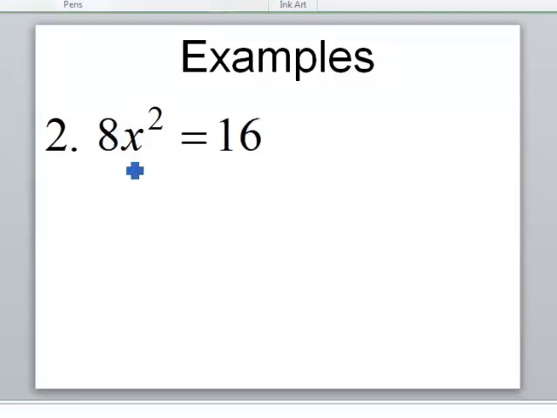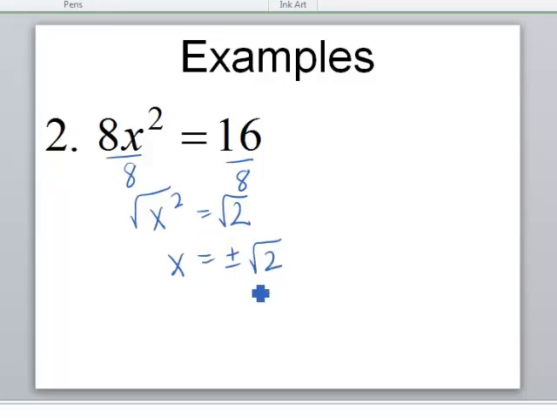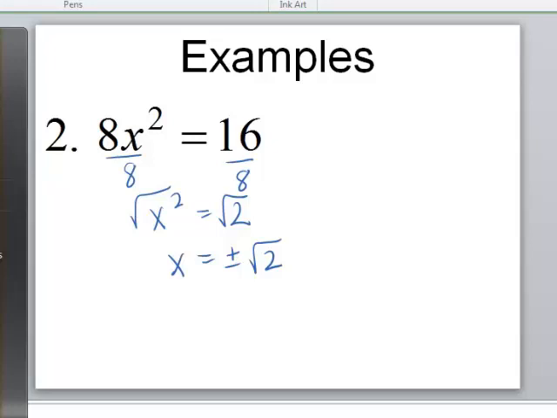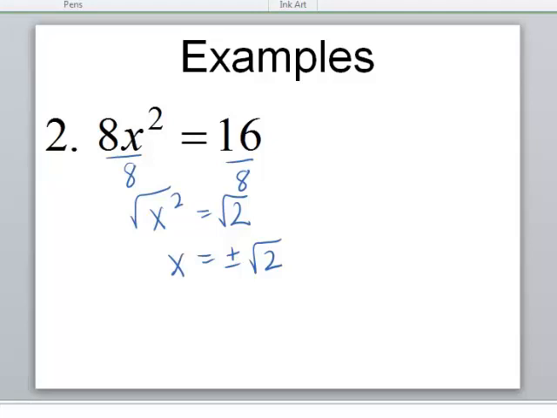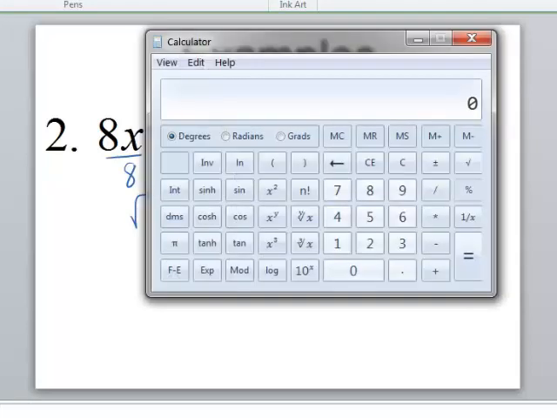In my next problem, I need to get the x squared by itself, so I divide by 8 on both sides. x squared is equal to 2. Square root both sides to get the x completely by itself, and x is equal to plus or minus the square root of 2. The square root of 2 does not come out evenly, so I need to use a calculator to figure out the solution in terms of the decimal.